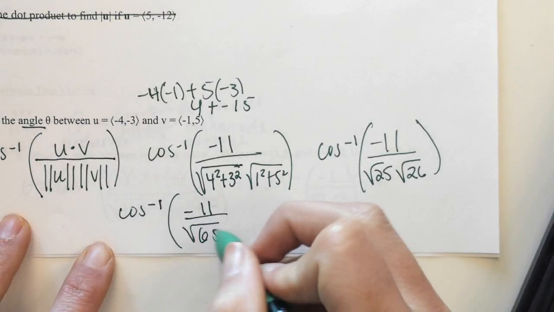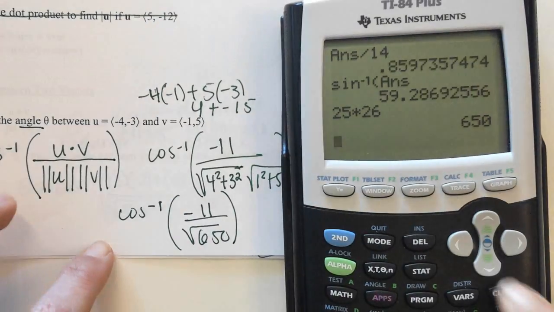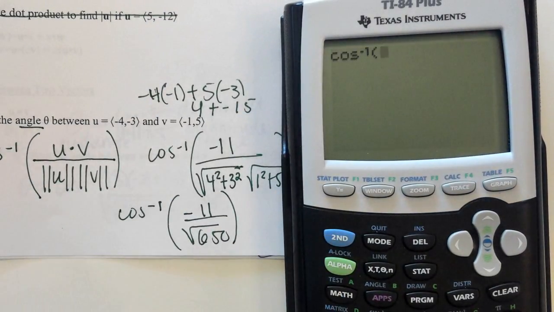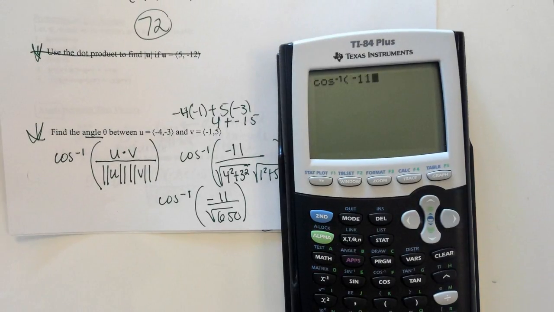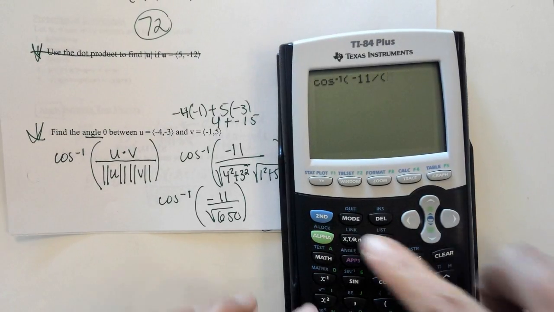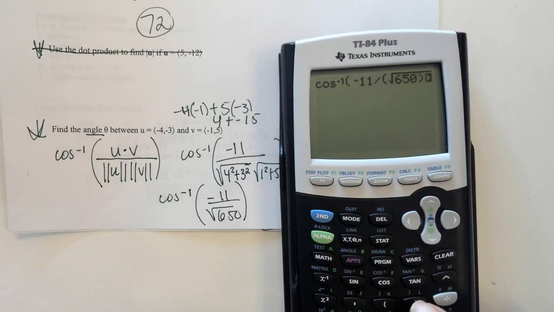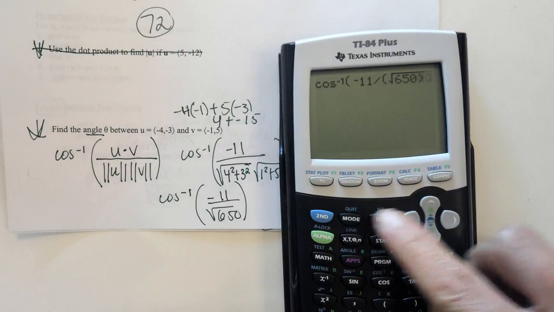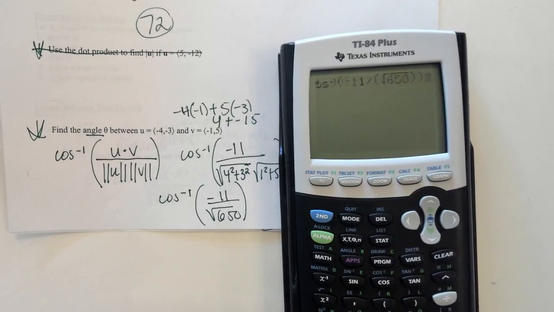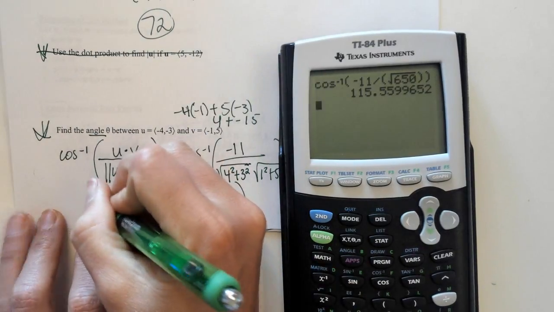So 650. So then you would just plug it in your calculator by hitting second cosine, negative 11 divided by parentheses square root of 650. Oops, let me go back. And you should have got 116 degrees. Everybody good with these?